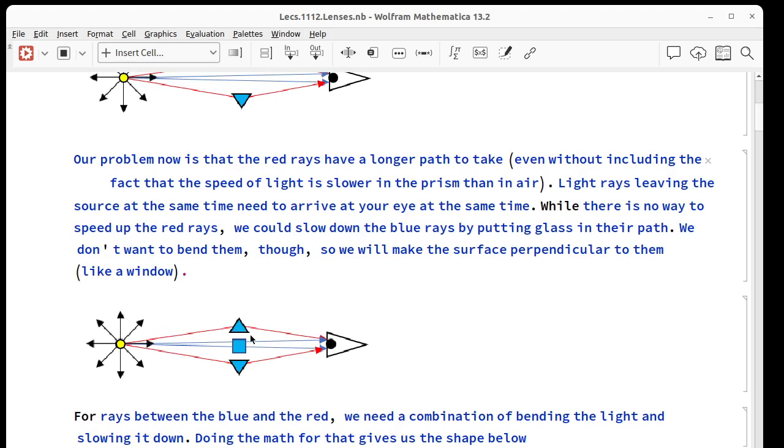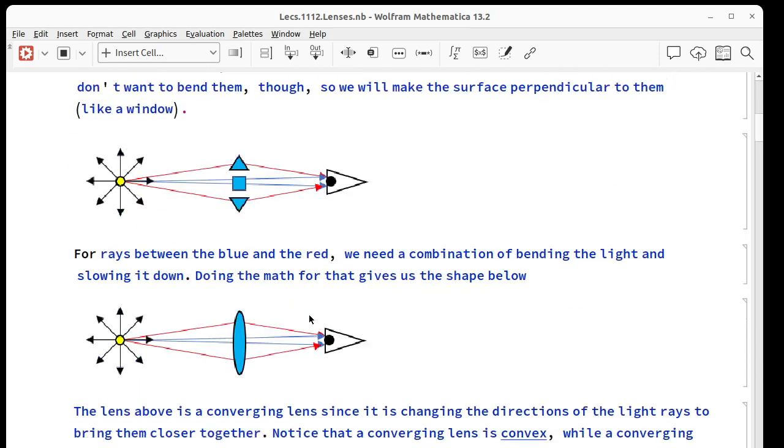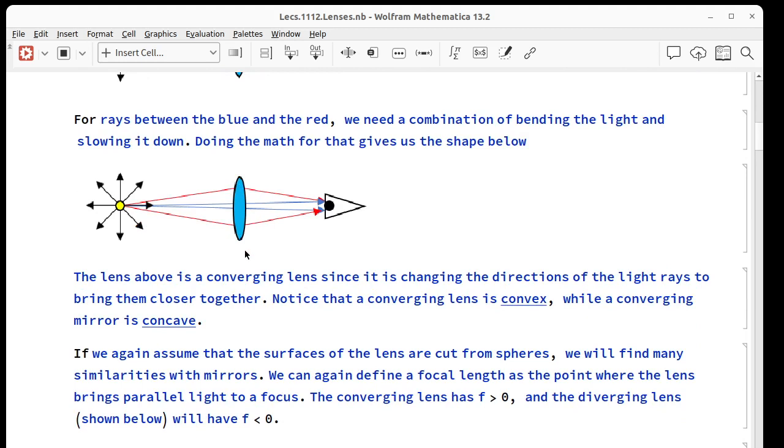And when we do the math and figure out what shape we need, we actually get this, which is a double convex lens. This is a converging lens because it makes this light come down to a point. Remember, for the mirror, concave was converging, but for the lens, convex is converging, and you just got to remember that, unfortunately.